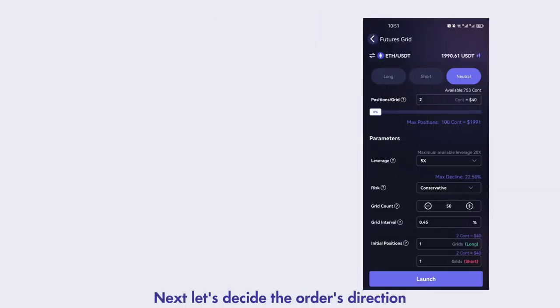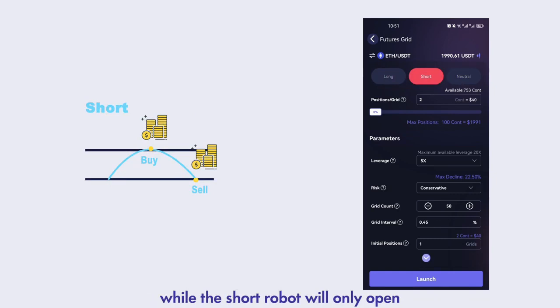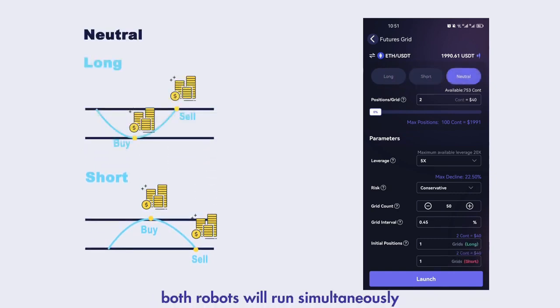Next, let's decide the order's direction. The long robot will only open long and close long, while the short robot will only open short and close short. By selecting the neutral mode, both robots will run simultaneously, operating independently without interference.